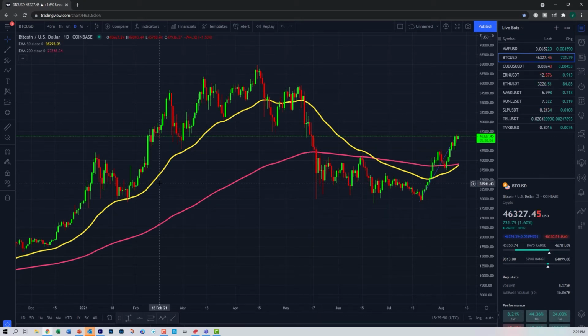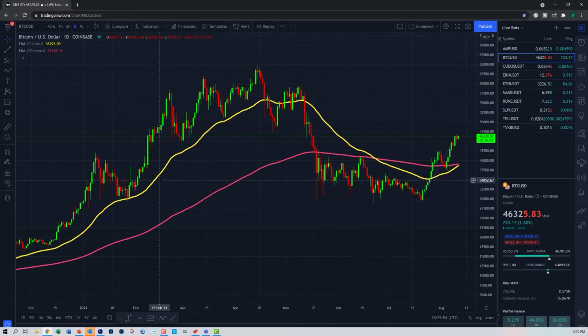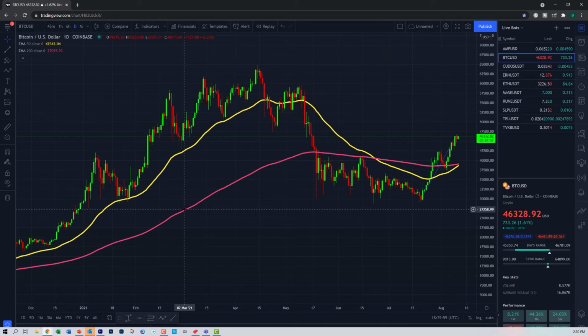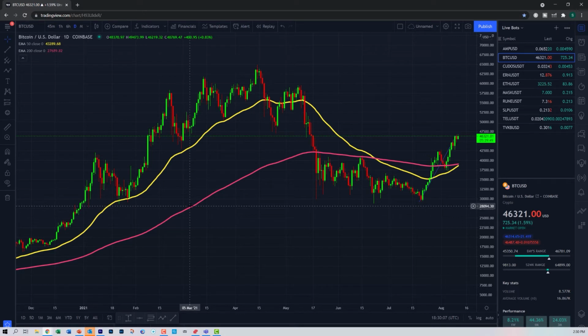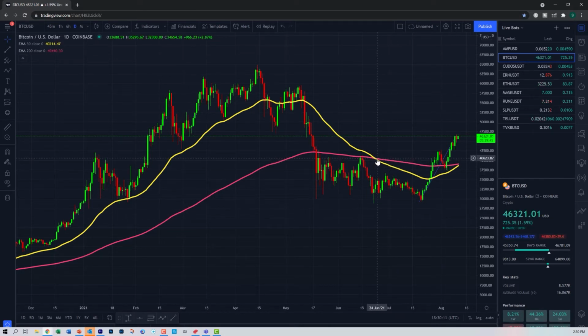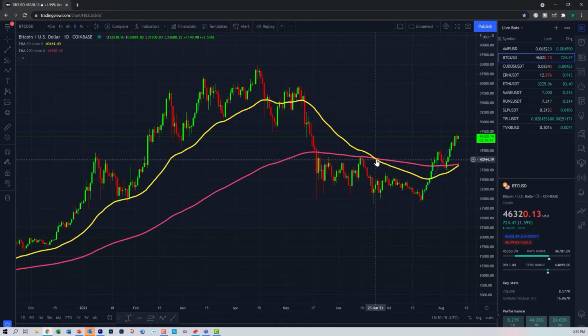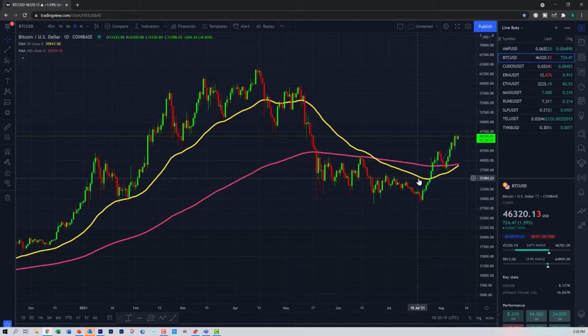Another way to use this is if the 50-day moving average is above the 200-day moving average, it typically represents a bull market or uptrend. However, if the longer moving average line is above, it's a sign of a downtrend. So right here you can see the 200 crossed the 50-day, and this is what's known as a death cross and typically represents a downtrend.